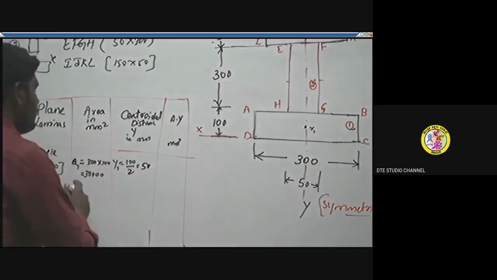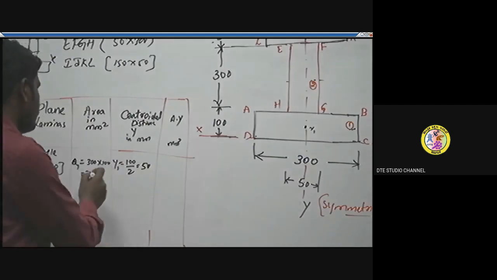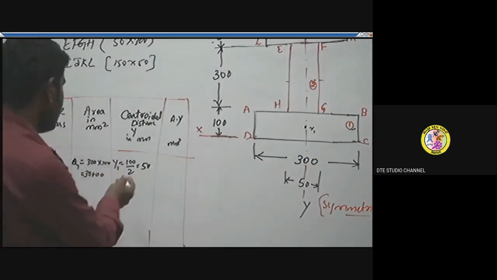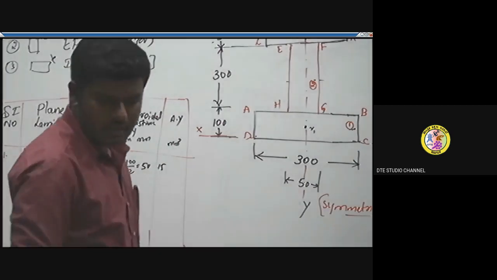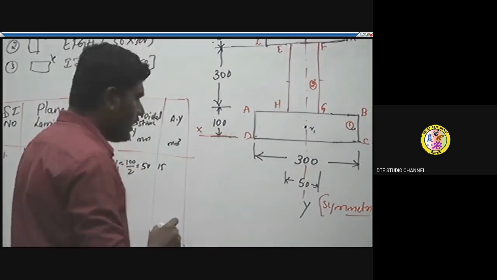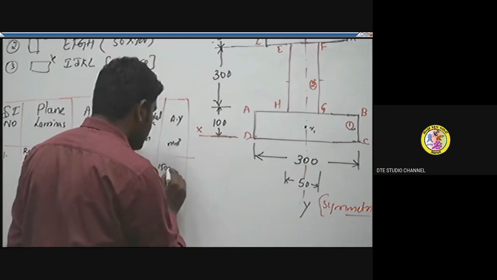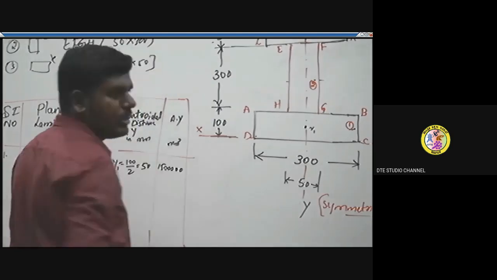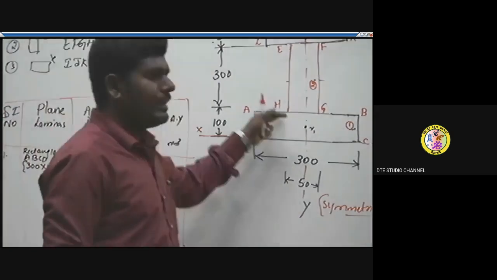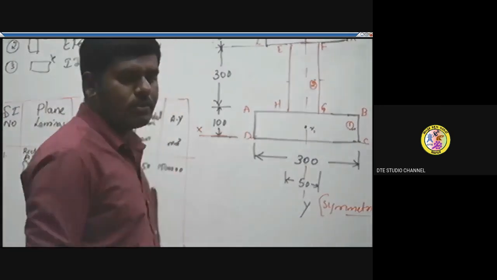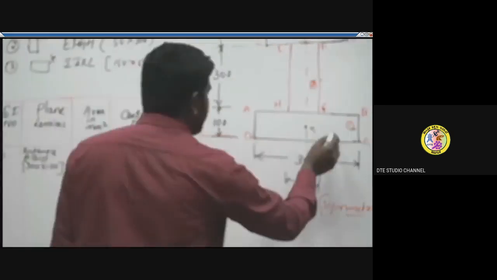So when we multiply these two, 30,000 into 50, 3 into 5 is 15. So you will get 15 lakh, let's say 1,500,000. So that is the y coordinate and area we found for the bottom flange ABCD.